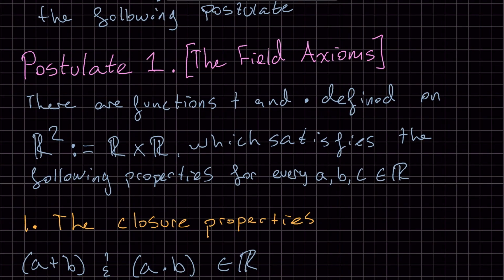There are functions plus and times defined on R², equal by definition to R cross R. This just means that the plane R², which is the XY coordinate system, is the cross between the real numbers and the real numbers, which is really cool. It's basically R squared. It's a plane that contains real numbers in every direction, which satisfies the following properties for every a, b, c in R.